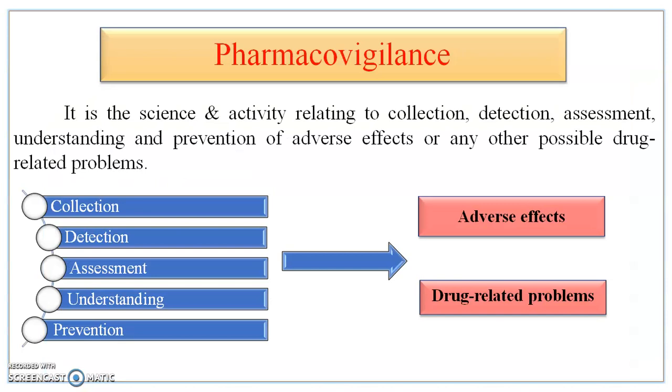Basically, one needs to understand the definition of pharmacovigilance. According to WHO, it is defined as the science and activity relating to the collection, detection, assessment, understanding and prevention of adverse effects or any other possible drug-related problems. So we are going to assess adverse drug reactions which are because of a drug, or because of any other drug-related problems like a medication error or contraindications.